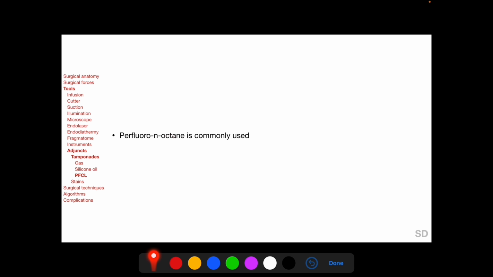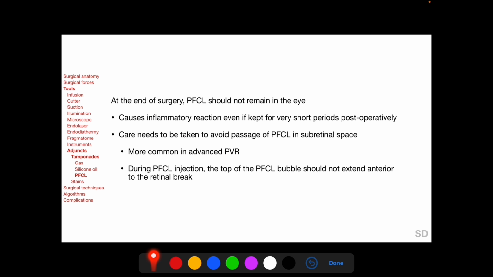Perfluorooctane is the most commonly used perfluorocarbon liquid, and we may note here that this belongs to the same group of organic compounds as C3F8. At the end of surgery, PFCL should not remain in the eye, and this is very important to remember, as PFCLs cause inflammatory reaction and care needs to be taken to avoid passage of PFCL in subretinal space, which occurs more commonly in advanced proliferative vitreoretinopathy due to occurrence of iatrogenic retinal breaks.